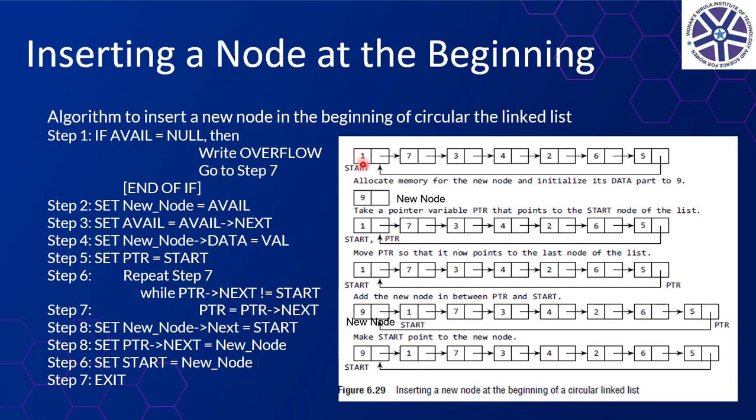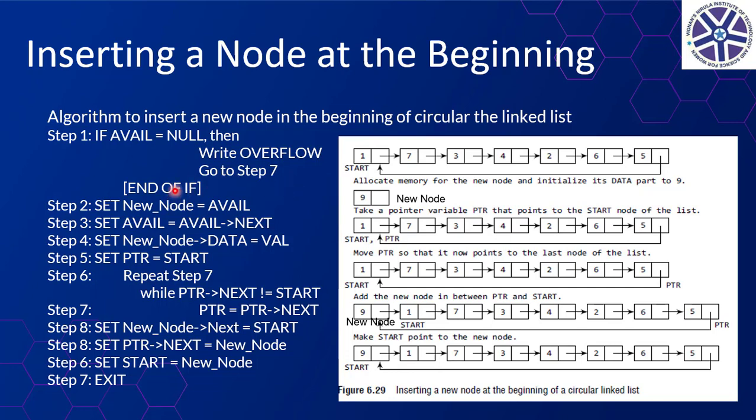We need to insert the new node at the beginning, and also link the last node to the new node. So let us see how we are going to do that. If avail is equal to null, since every time you insert a node we need to check for the available space, it means there is no available space. If there is no available space, you cannot insert the new node, so you go to step 7 and exit. But in our case, let us assume there is available space, so we proceed to step 2.